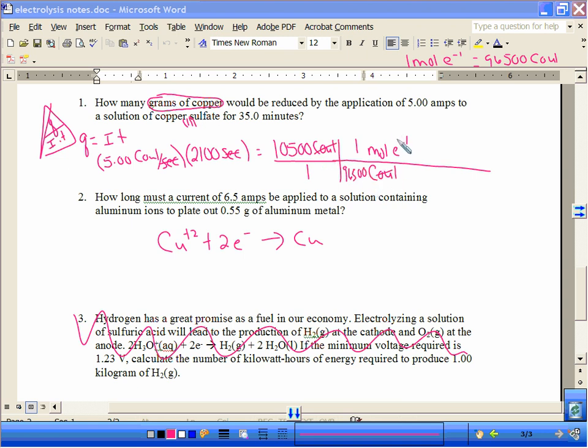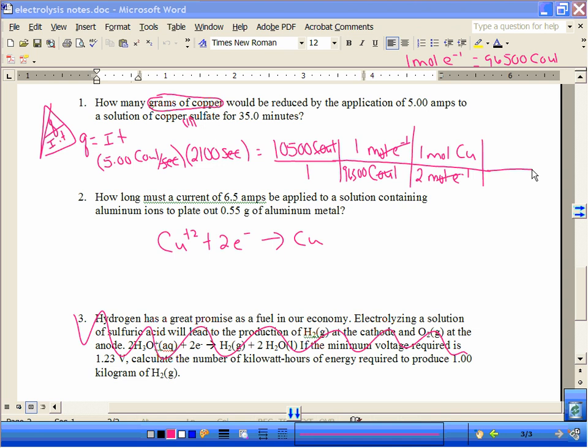If I stop right now, I have moles of electrons. I don't want moles of electrons. I need to get to moles of copper. So now, just like in stoichiometry where you have a mole-mole ratio, for every 2 moles of electrons, I'm going to have 1 mole of copper. And once I have that, that's going to cancel.